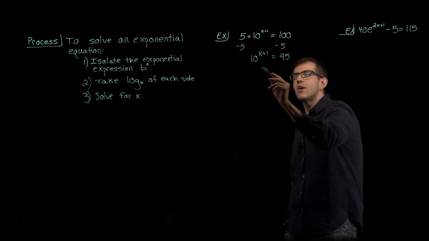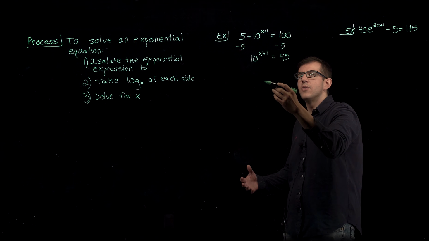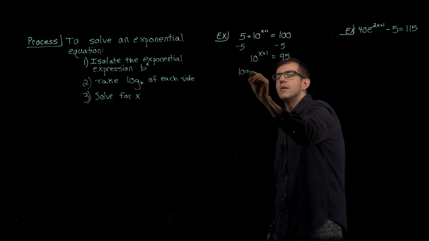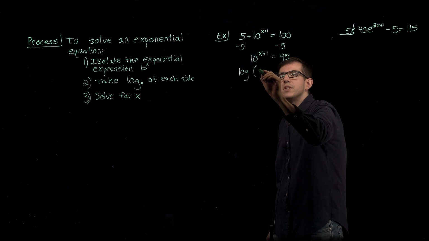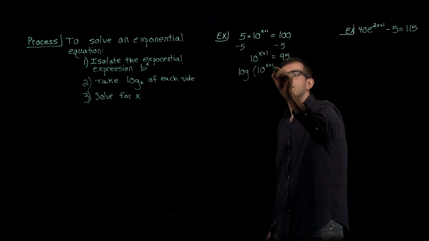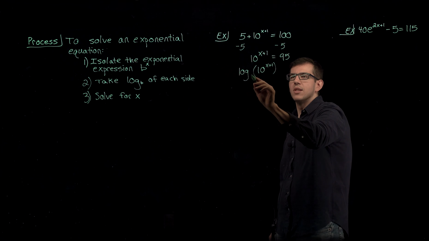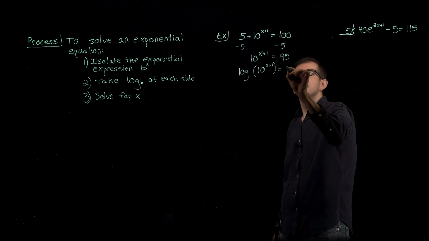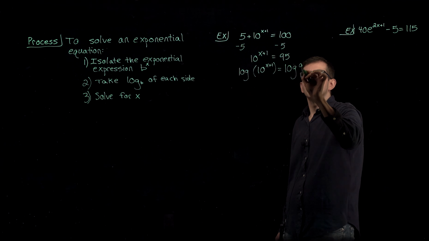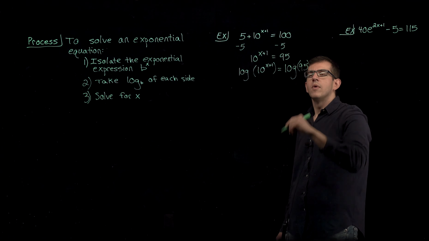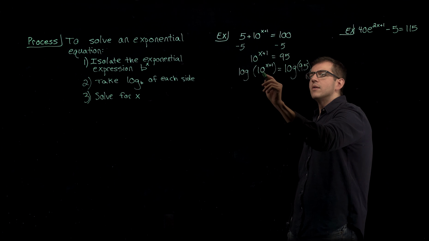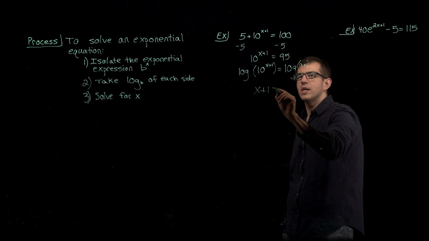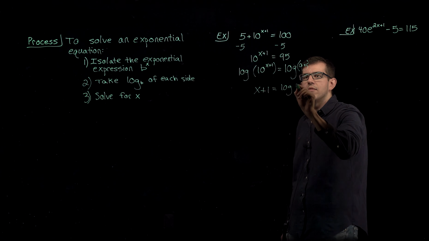And now that we have our exponential expression completely alone, we can remove this base of 10 by taking log base 10 of each side of the equation. Remember, we just write log base 10 as log. You don't put the 10 there. So we have log of 10 to the x plus 1 equals log of 95. And now log of 10 will cancel out, leaving us with just the exponent of x plus 1 equals log of 95.